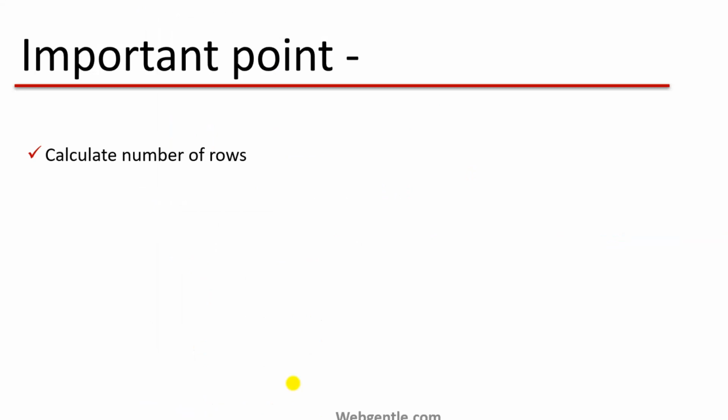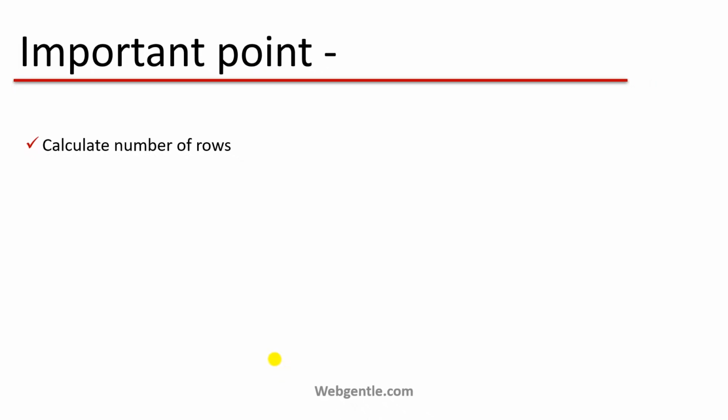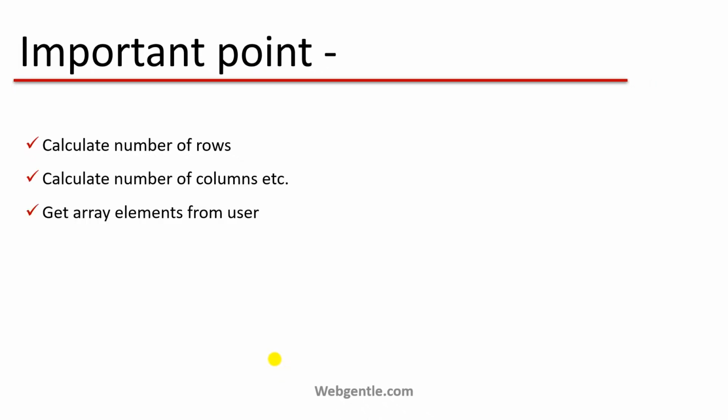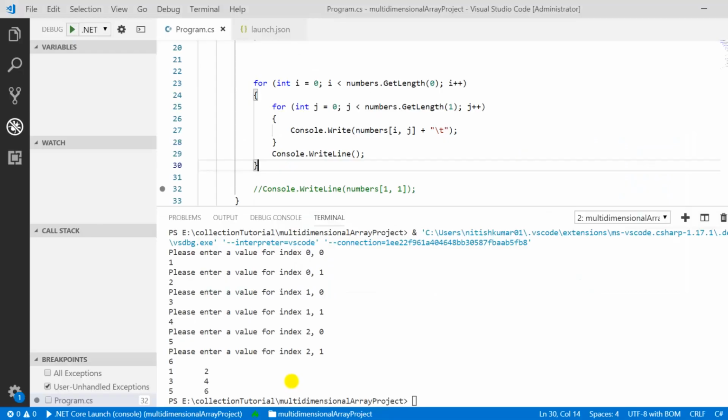Important point: how to calculate the number of rows? Using the getLength method, you can apply getLength on the array, and you have to pass the dimension. For the row you have to pass 0, for the column you have to pass 1, and for the height or the third axis you can pass 2. Number of rows. Fine. Get array elements from the user, that we have already learned from here. Print array elements, that also we have already learned here.